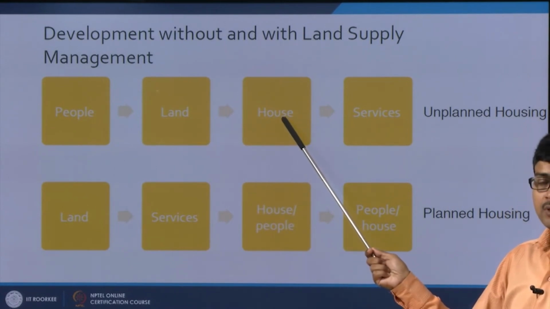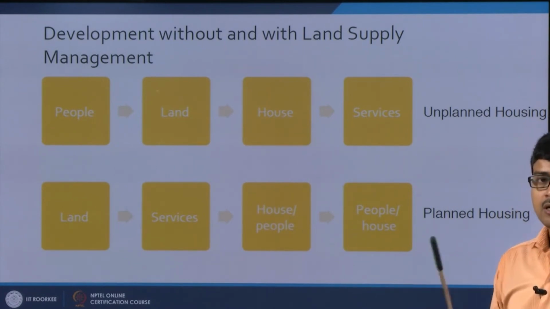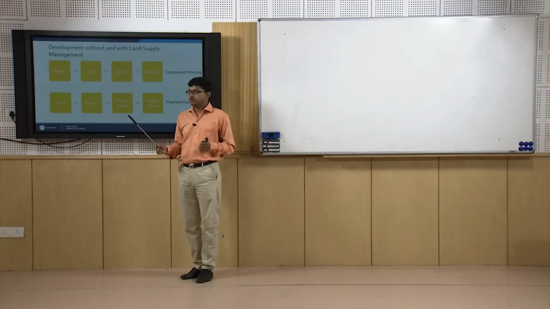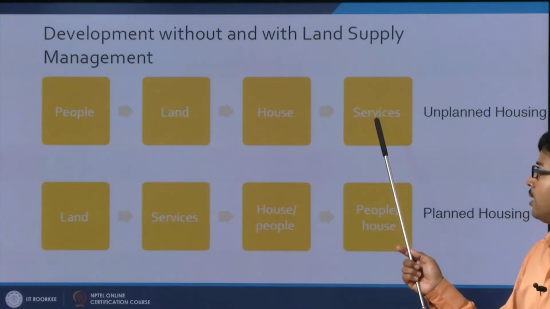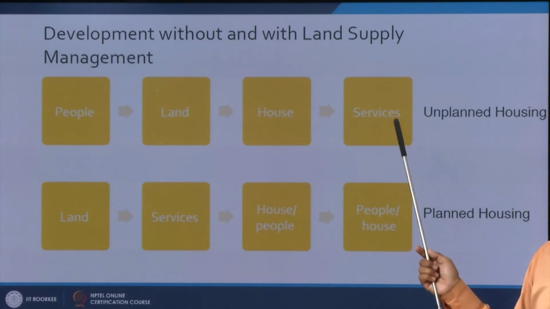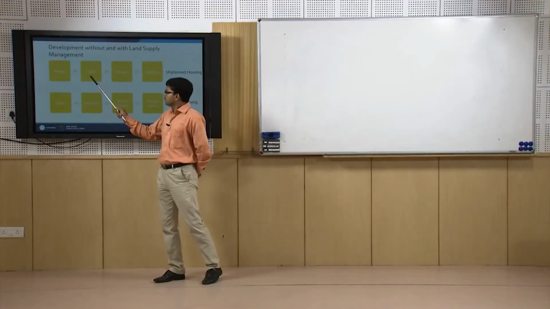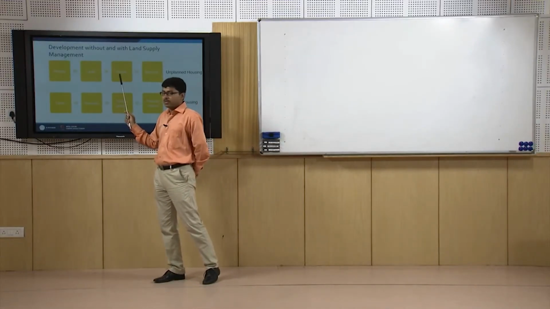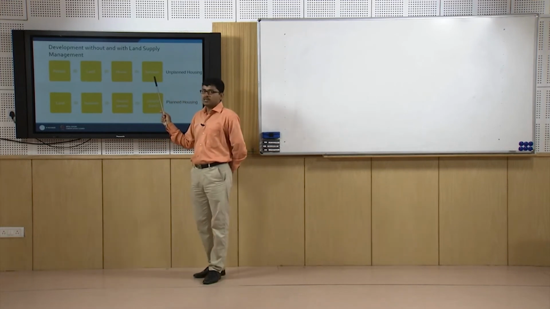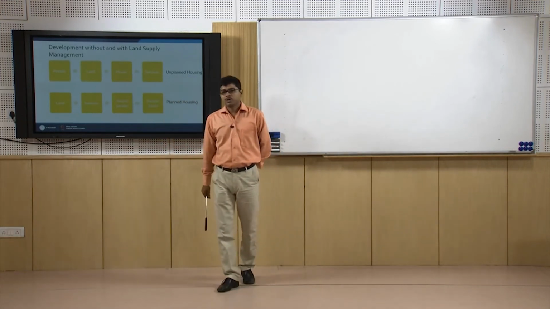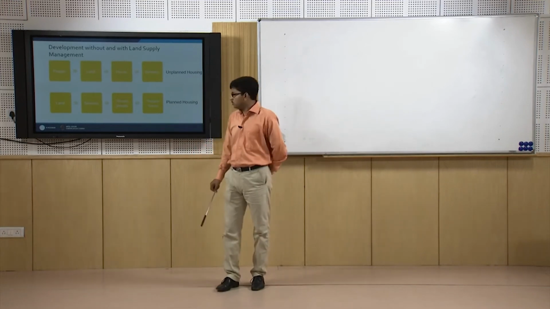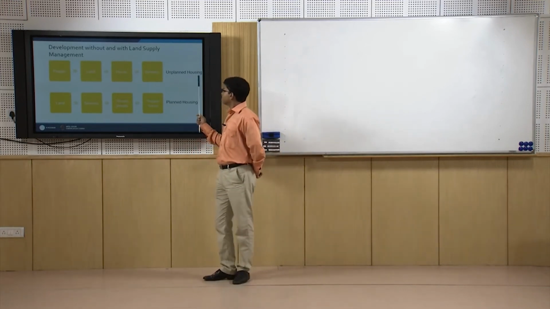After some time they find that there are no essential services. So, the municipal authority or the panchayat authority comes and provides the services, but the problem is that because the land and house are already developed, they do not get much area for basic essential services like accessibility, water supply, sanitation, waste management. So, this becomes unplanned housing.